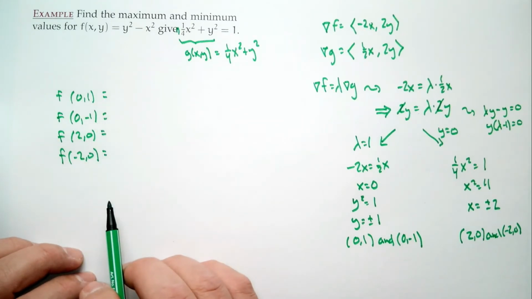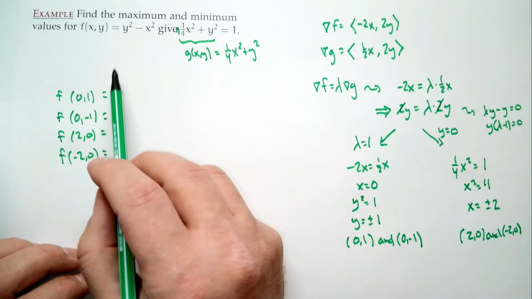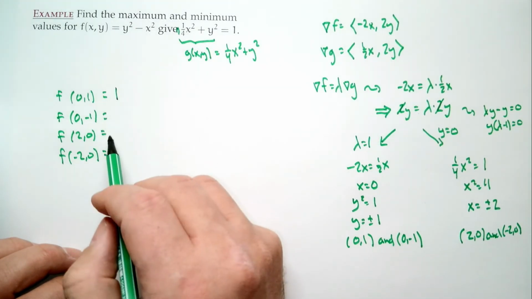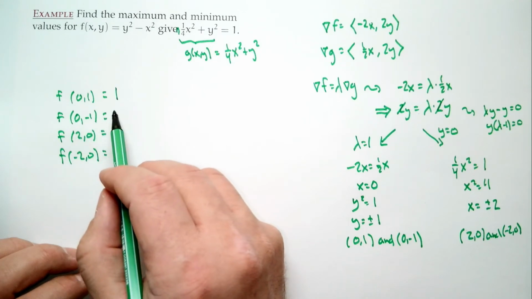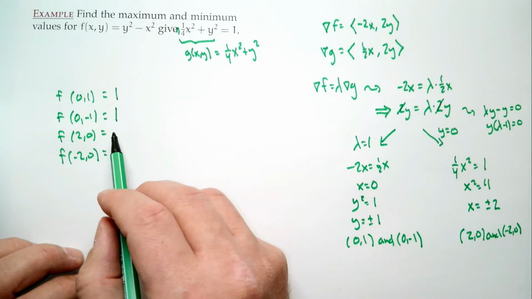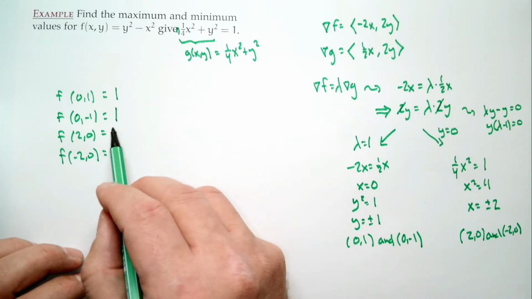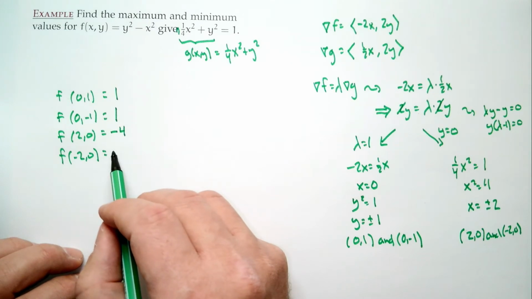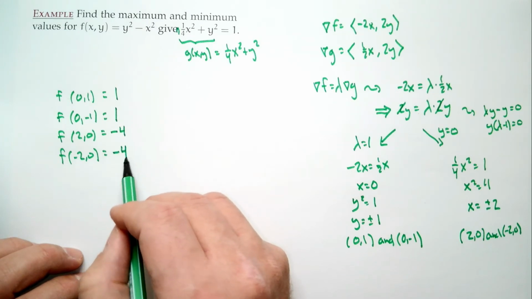So we plug in 0, 1. What's our value that we get out? Well, it'll be 1 squared minus 0 squared, which is 1. Plug in 0, negative 1. Negative 1 squared minus 0 squared is 1. Plug in 2, 0: 0 squared minus 2 squared, negative 4. Negative 2, 0: 0 squared minus negative 2 squared, still negative 4.